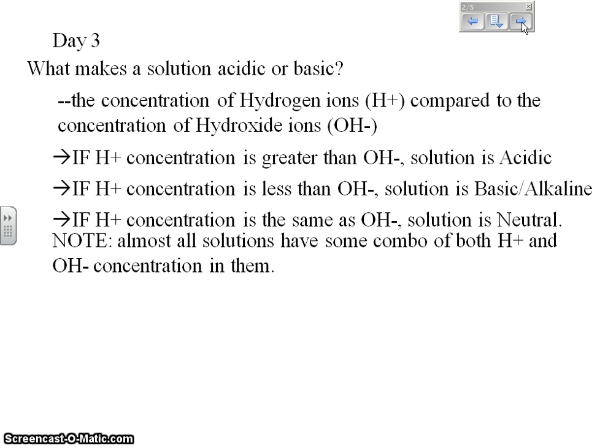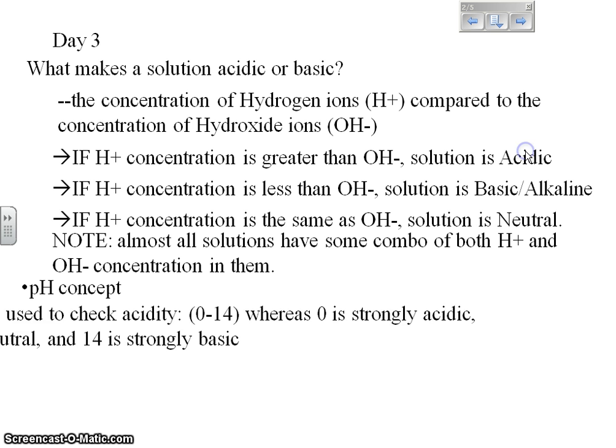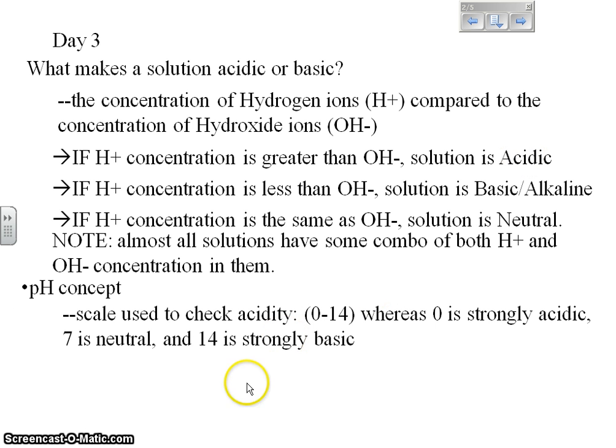Now if you take a look at exactly how I've written this up here, I start off with saying if H positive is greater or H positive is less than OH negative. It's because it's the H positive that determines it. That is the concentration that we look at when we determine whether it's an acid or base, which leads us into pH concepts. All right? It's a scale used to check acidity, 0 to 14, where 0 is strongly acidic, 7 is neutral, and 14 is strongly basic.